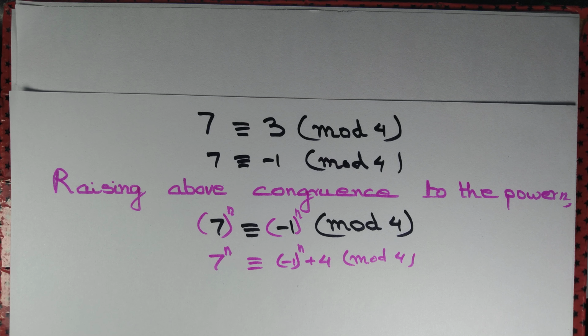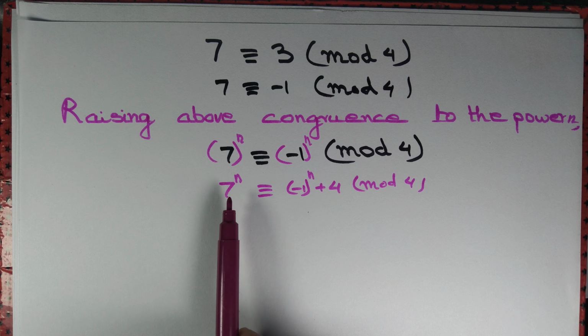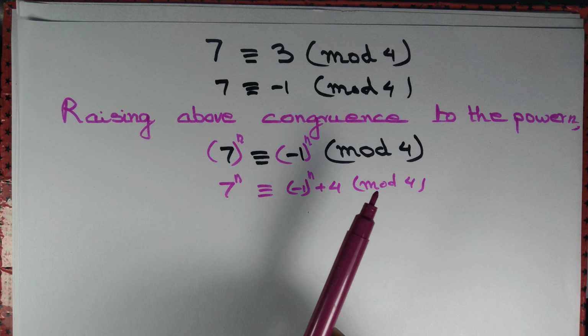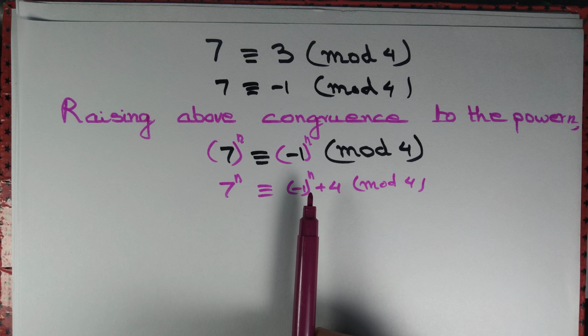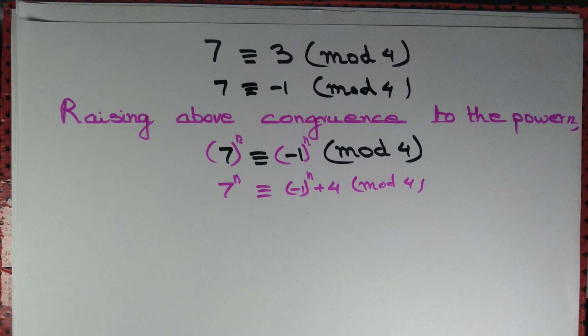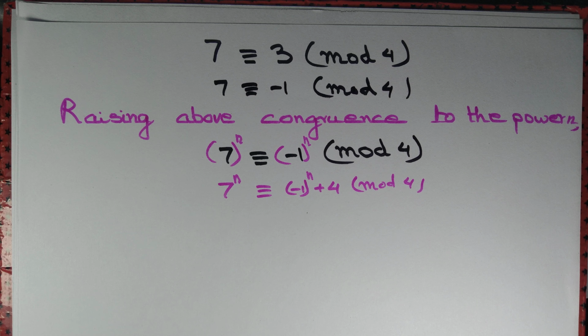When is it that it is 3 and when is it that it is 1? When n is even, 7 to the power n leaves the remainder 1. When n is odd, 7 to the power n leaves the remainder 3. So we know what is the remainder when 7 to the power n is divided by 4.